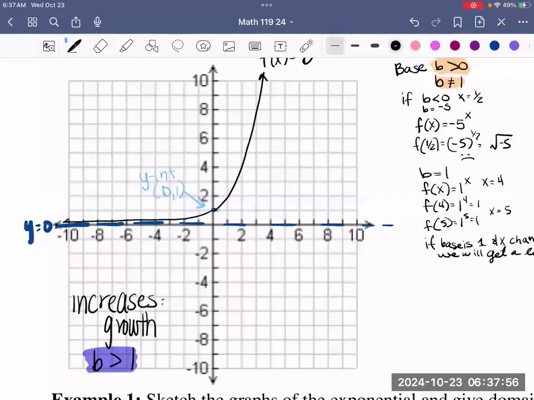Now, can you go ahead and pause the video to find the domain and range? Your domain should be all real numbers, so you can go ahead and find all of your x values to plug in. Your range, though, starts from 0, non-inclusive, and goes to infinity.